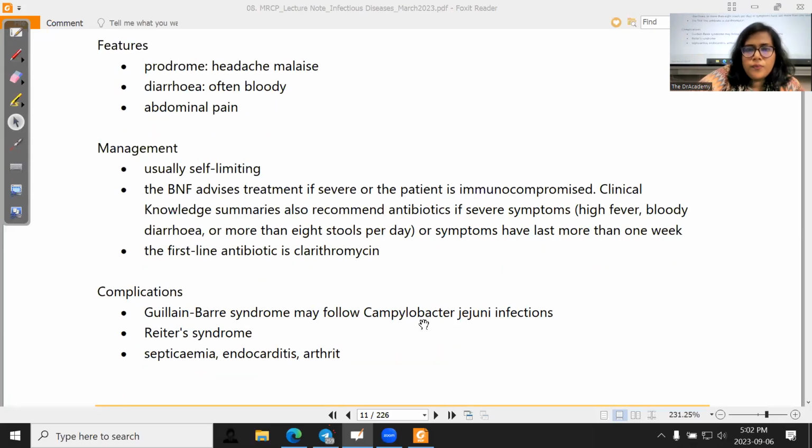Complications: Guillain-Barré syndrome and Reiter syndrome, also septicemia, endocarditis. Basically, disseminated infection can also take place. But do not forget about GBS and Reiter syndrome as complications of Campylobacter jejuni.